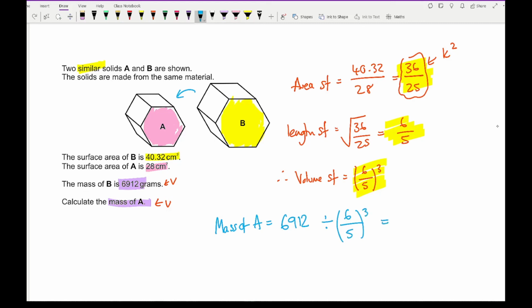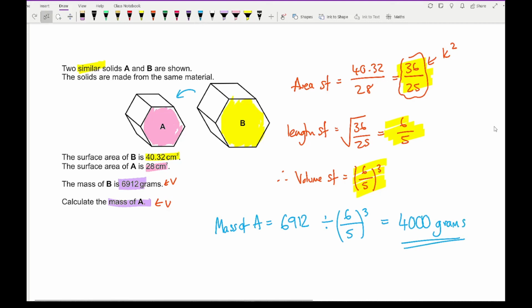Now it does look messy, but again this is a high level question, so 6912 divided by bracket and enter the fraction of 6 over 5, close the bracket, and then we're going to cube that, and you should get an answer of 4,000. And looking at the units, it's going to be grams, so it's 4,000 grams. And there is my final answer.